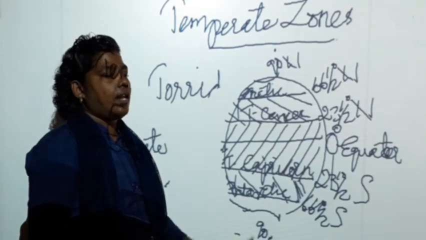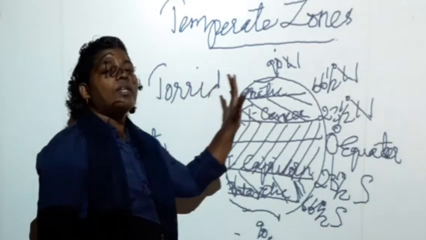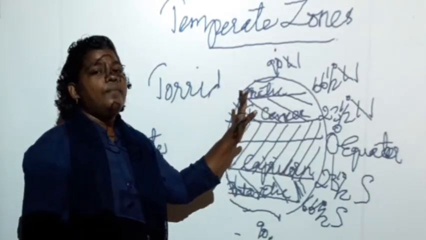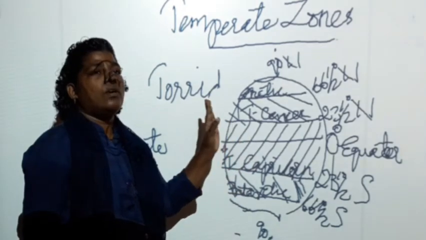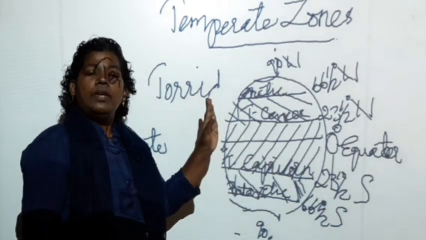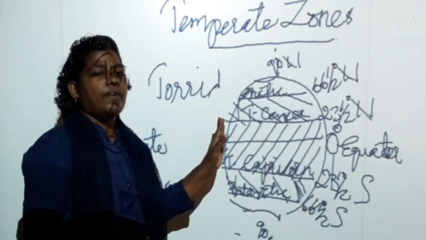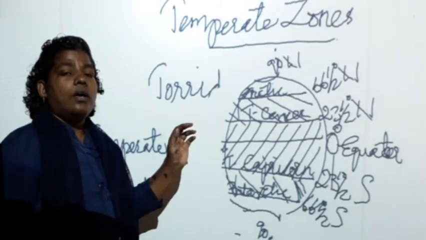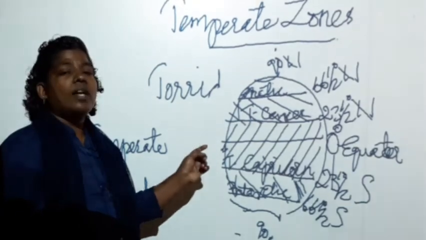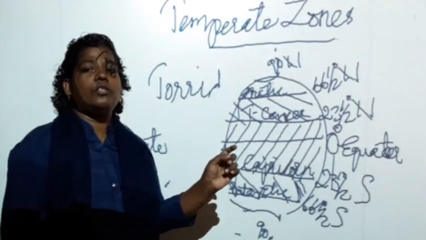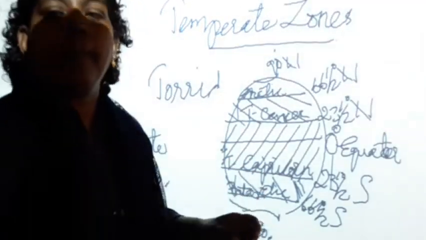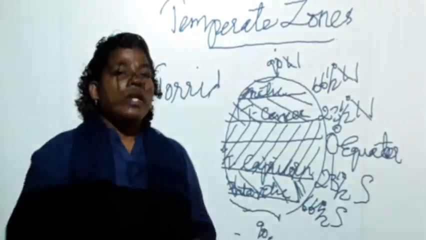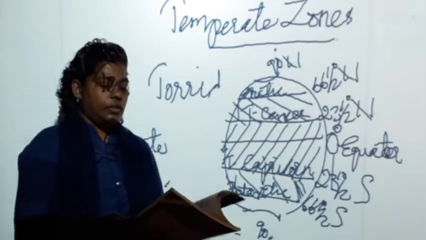Did you understand, children? This is about the important heat zones of the earth. The heat zones are divided based on the heat that is received from the sun. Now I'll mark some of the questions in your textbook. So take your textbook and turn to lesson 2.